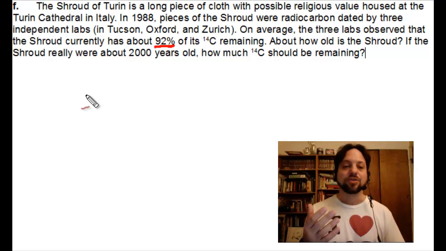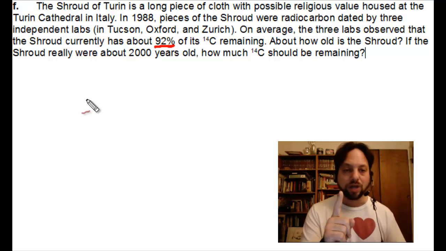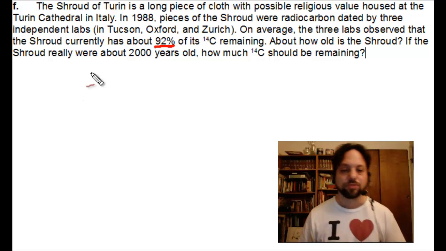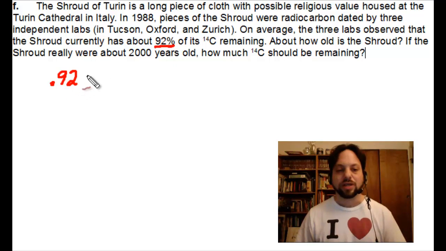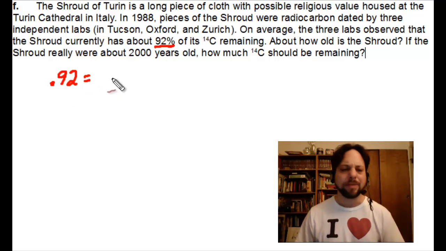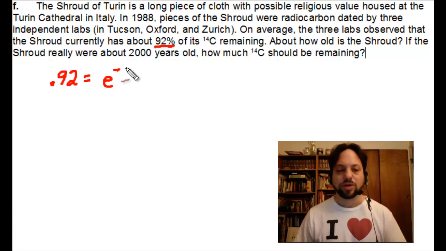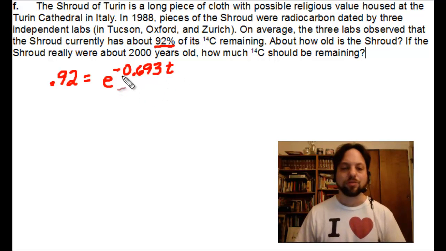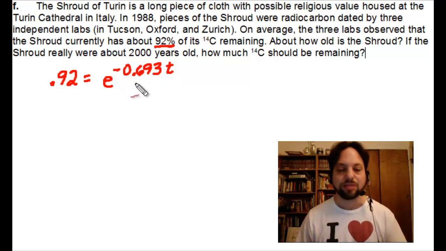If we consider the original amount of carbon-14 to simply be 1, that is 100%, then what's left is 0.92. That's the 92%. I'm not going to write the 1 here. It's not really necessary, and it's not necessary to go back and find the value of k. It's a half-life, and with any half-life, k will be negative 0.693. So here is my equation.